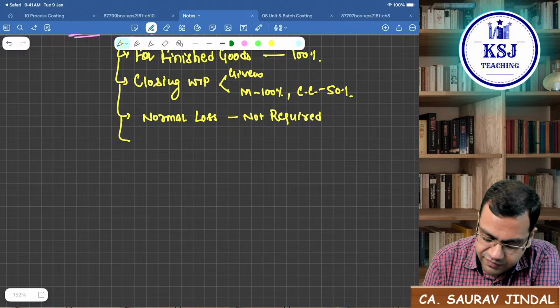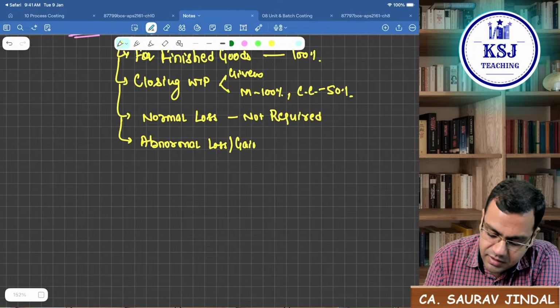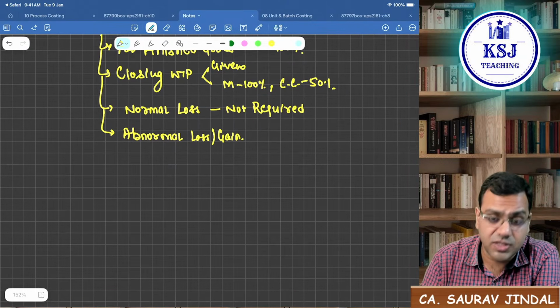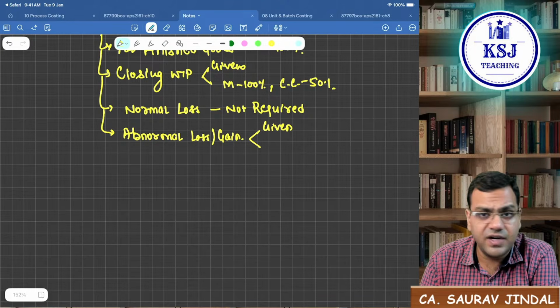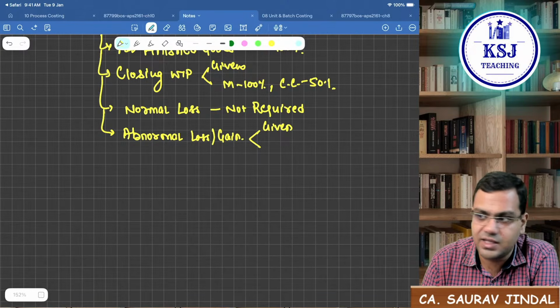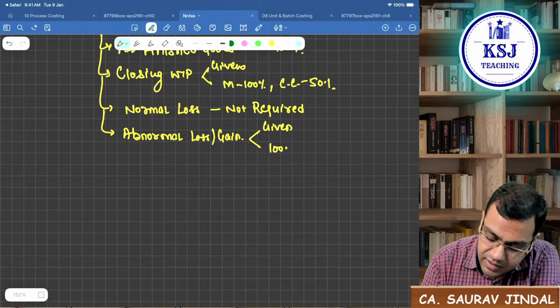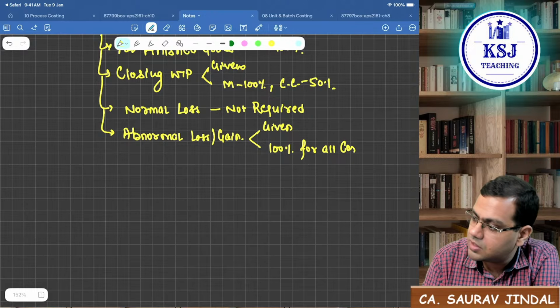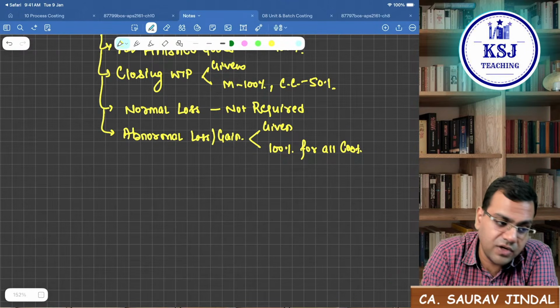And the degree of completion for abnormal loss or gain. Degree of completion for abnormal loss and gain. Again, there can be two situations. One is given in question. If it is given in the question, well and good, you will take that particular part. If it is not given in the question, in that case, you will take 100% for all cost. Right? If it is not given in the question, then you will take 100% for all the cost.